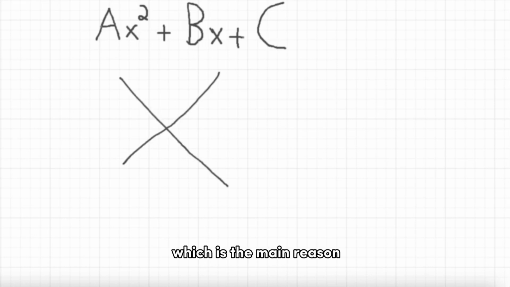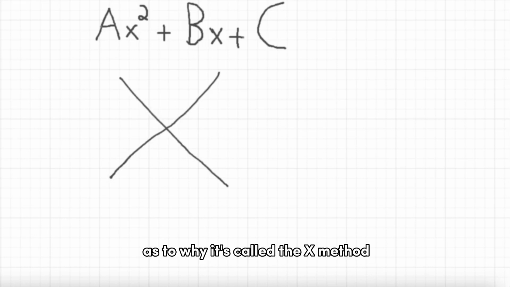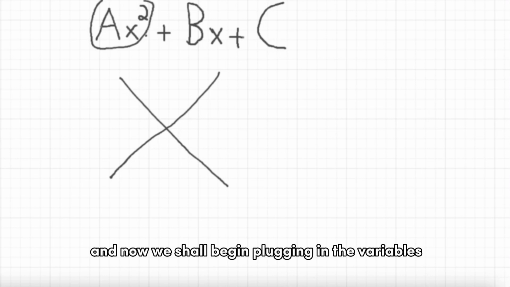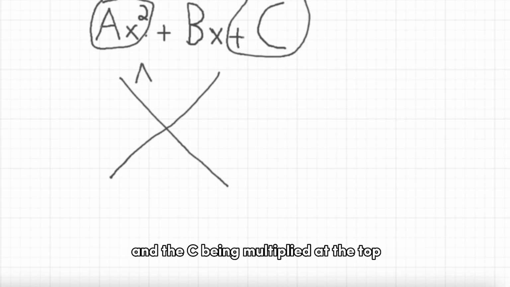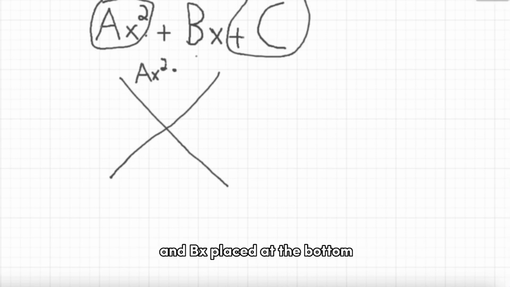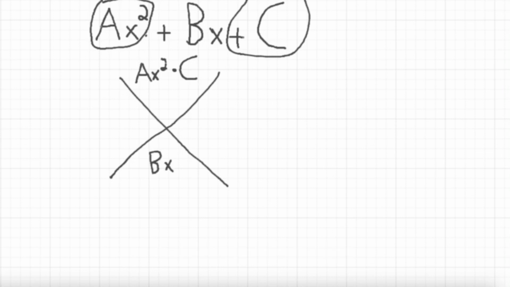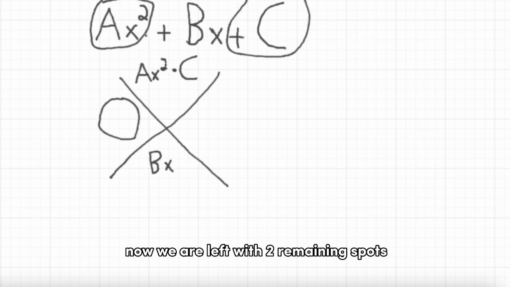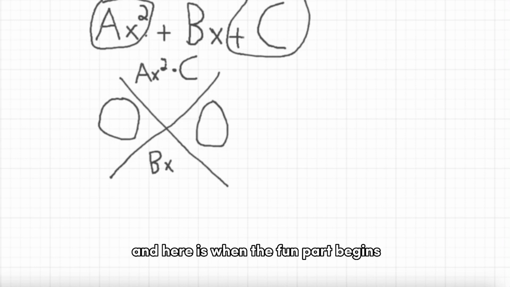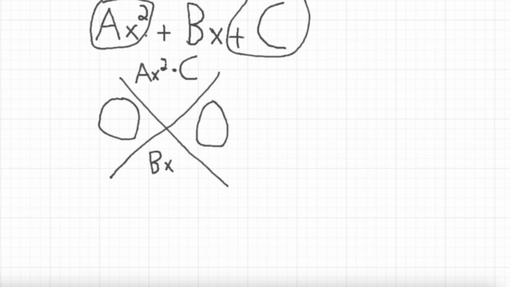Here we have the X, which is the main reason as to why it's called the X method, and now we shall begin plugging in the variables, with ax squared and c being multiplied at the top and bx being placed at the bottom. Now we are left with two remaining spots to place variables, and here is when the fun part begins.